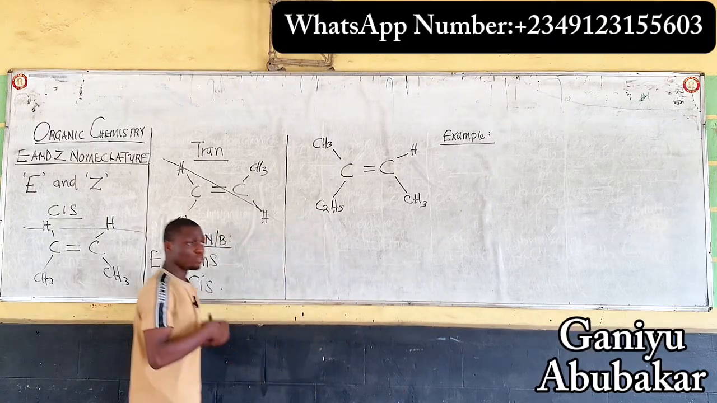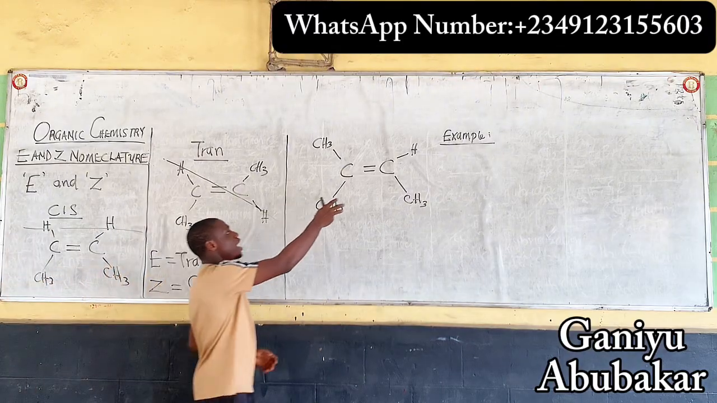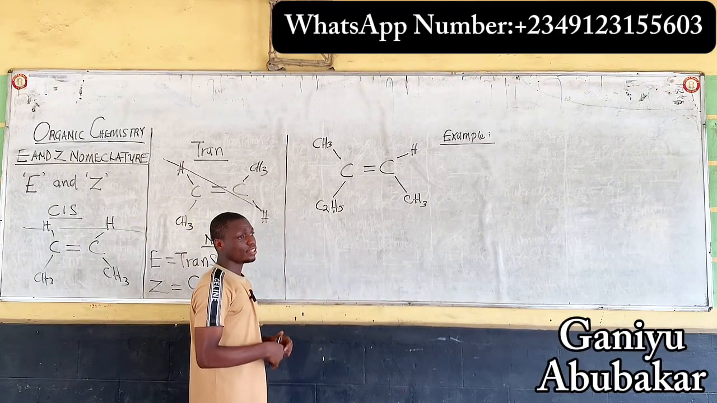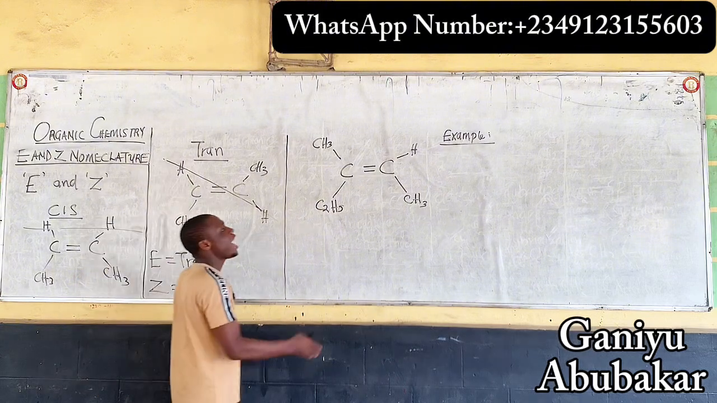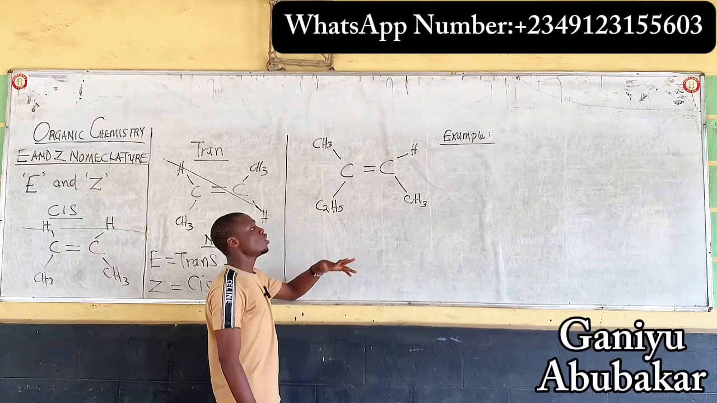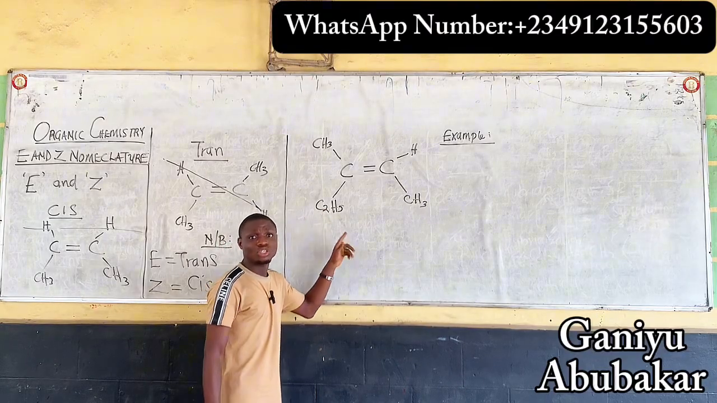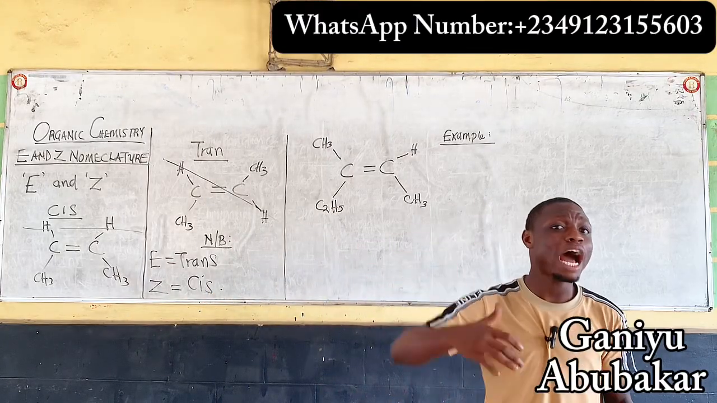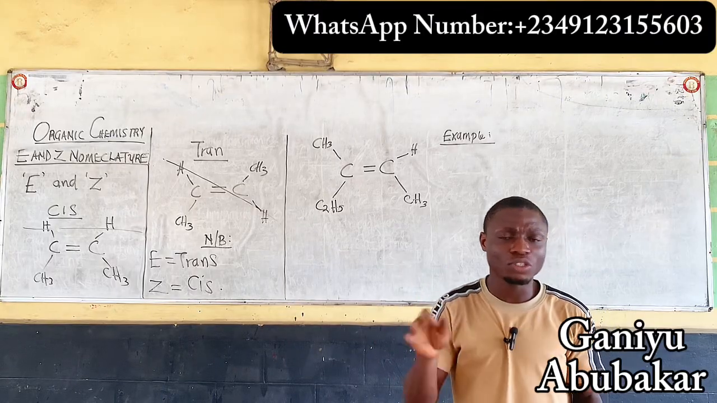Why? For cis, hydrogens must be placed horizontally. I just have one hydrogen here. It's not placed horizontally here. It's not cis. For trans, they must be placed diagonally. Hydrogens are not placed diagonally here. So this is not a cis, not a trans. It becomes E and Z nomenclature. This is how to identify E and Z nomenclature. It will never give you a trace of cis or trans.